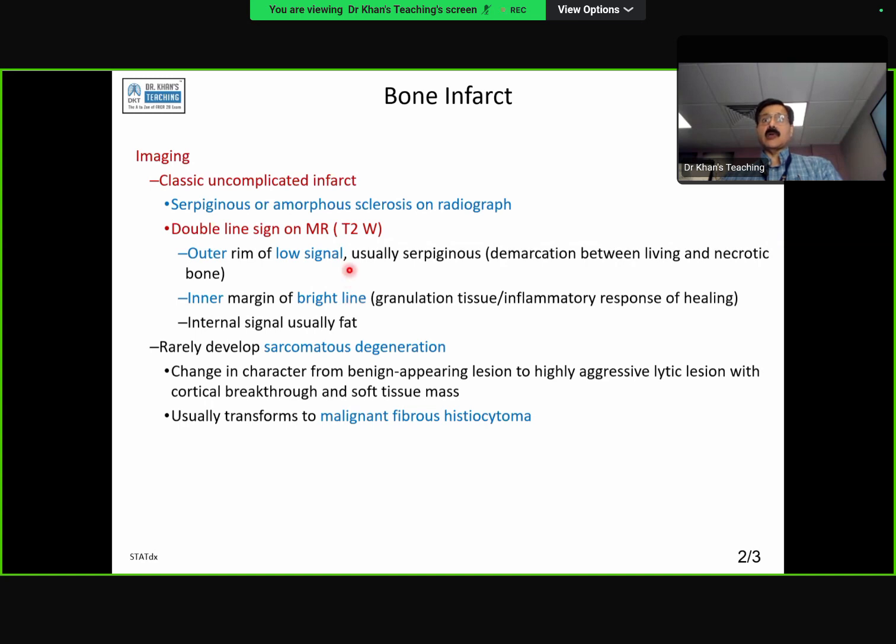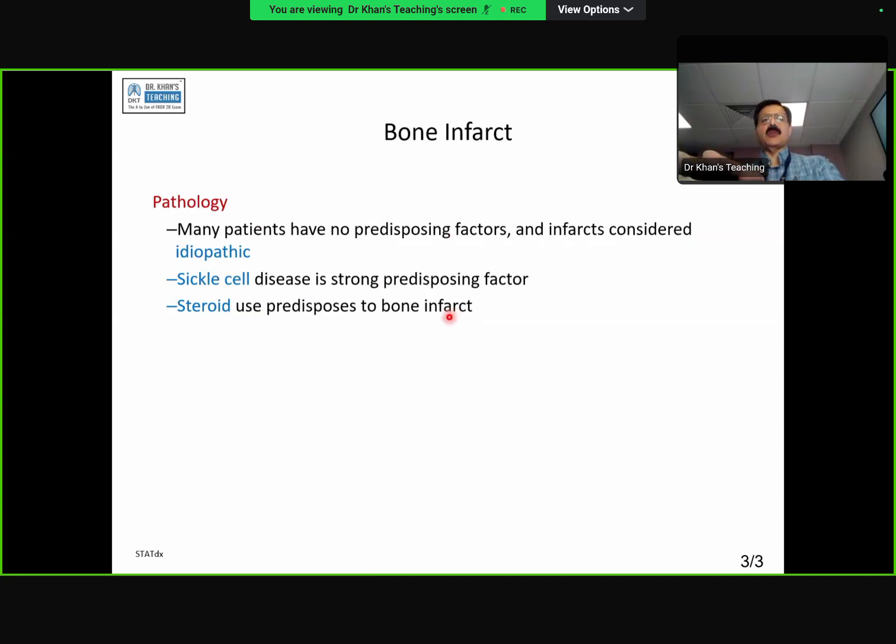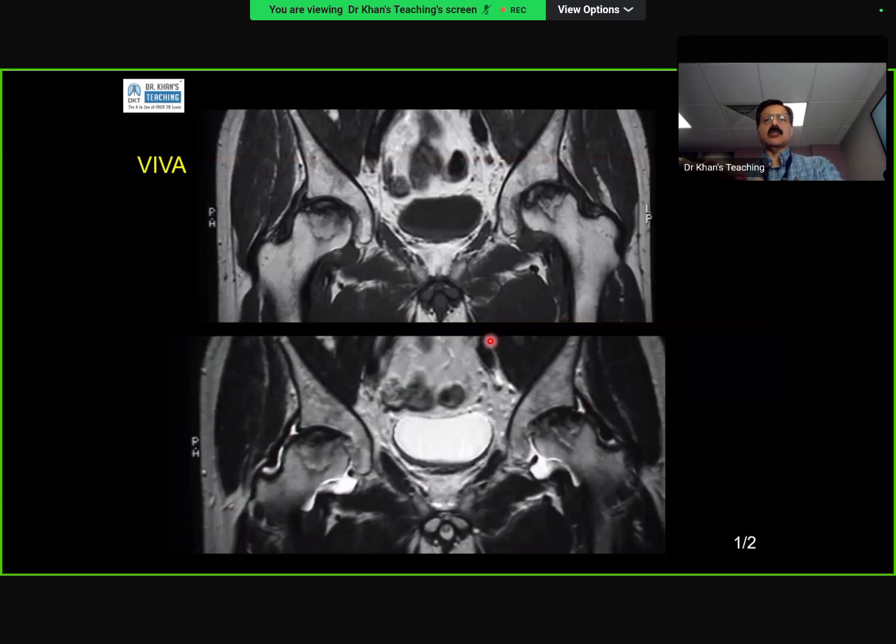Outer, and this is what they will ask: how do you explain this? The outer line is the demarcation between living and necrotic bone. The inner is granulation tissue, which is bright on T2 weighted sequence. You should know the etiology of bone infarcts, things like sickle cell disease, steroids, things like Caisson's disease. All of these are very important, and there is a huge list.